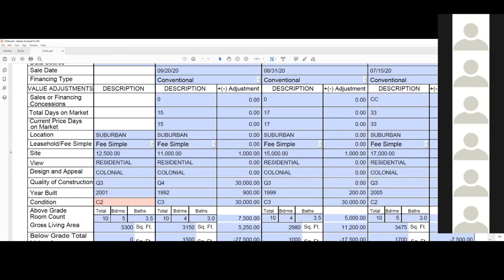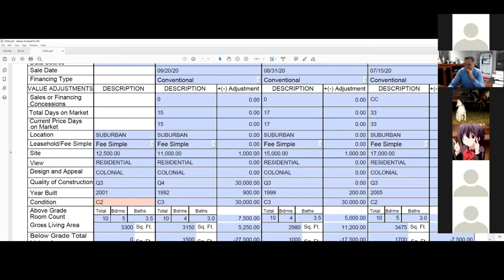Anybody has any questions before we finish this off? Yeah, I do. Regarding distance from the subject property, I'm sorry if you already went over that.